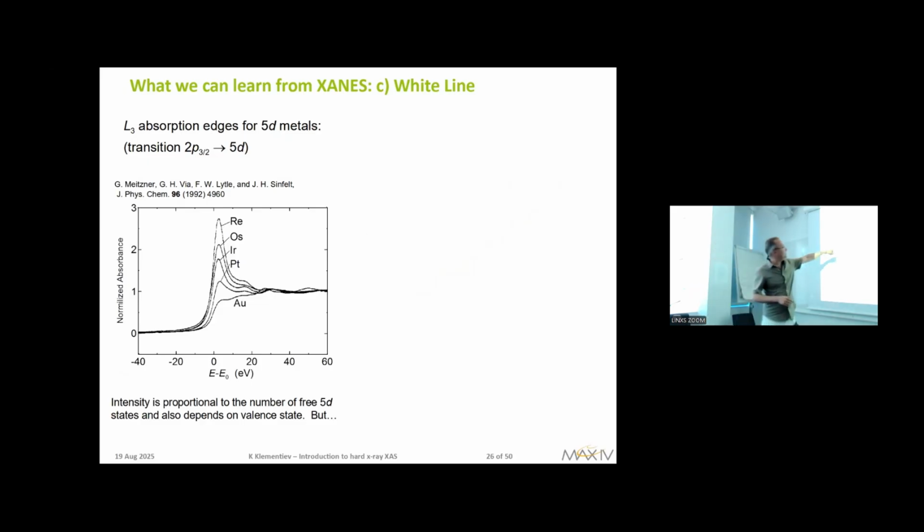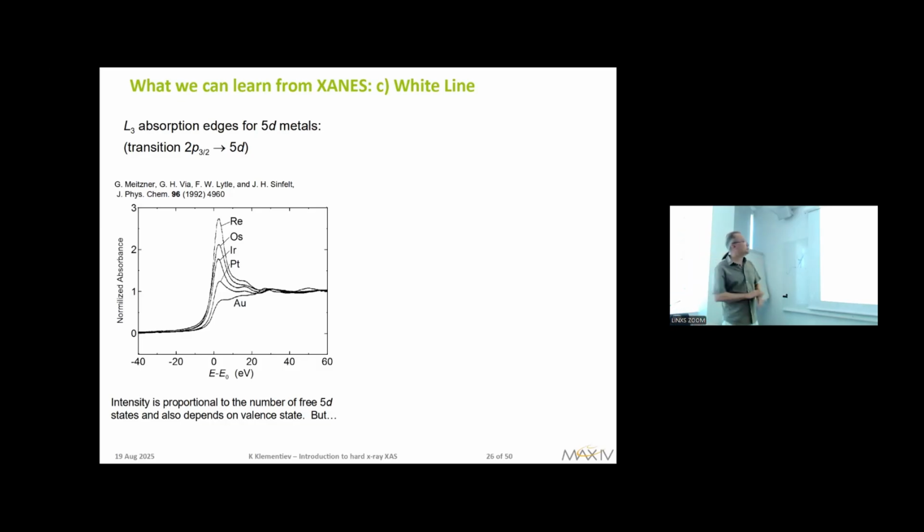Historically, this sharp peak on the absorption spectrum is called the white line, and its height is proportional to the number of free states in your atom. Here on this plot, which I took from that paper, they shifted all three absorption edges from 5D elements, from rhenium up to gold. Gold is the highest number there.